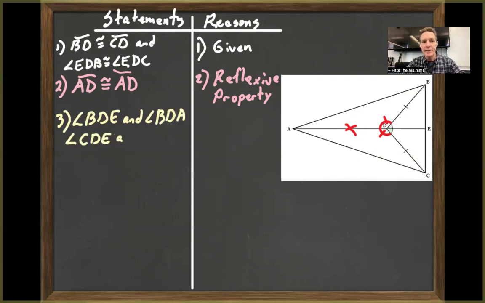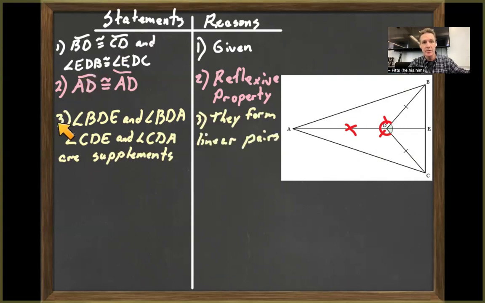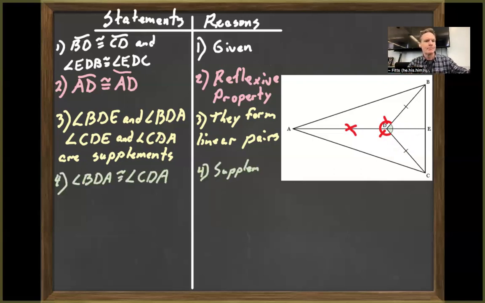3, angle BDE and angle BDA, and angle CDE and CDA are supplements, meaning they're these 2 sets. This angle here and this one here are supplementary. And CDE and CDA, these 2 bottom angles, are supplementary, and the 2 top angles are supplementary. Why? They form a linear pair, or you could say they form a straight angle. They form a straight line, so they add up to 180 degrees. So if that's true, then I can say BDA is congruent to CDA because supplements of equals are equal.